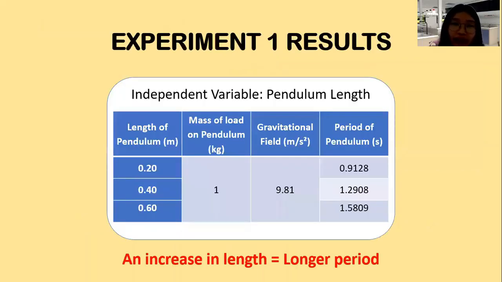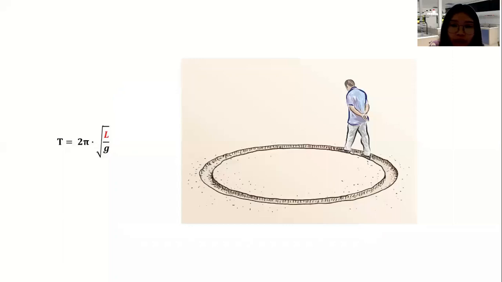The first experiment I did is investigating the effects of length of pendulum towards the period of pendulum. As you can see, the increase in length will also bring an increase in the period. Why is this so? I have an analogy. If you were walking in a small circle, whereas your friend was walking in a big circle, your friend will finish later than you. Why? This is because your friend has more length to cover than you.